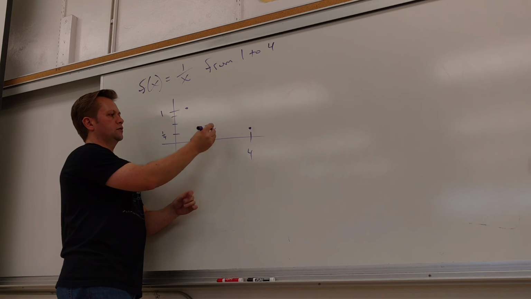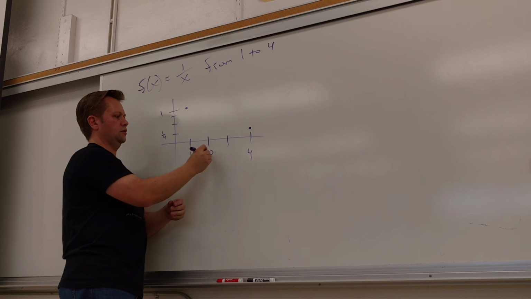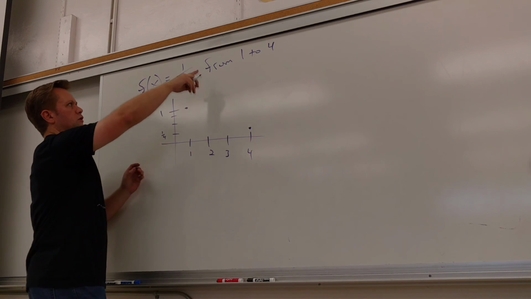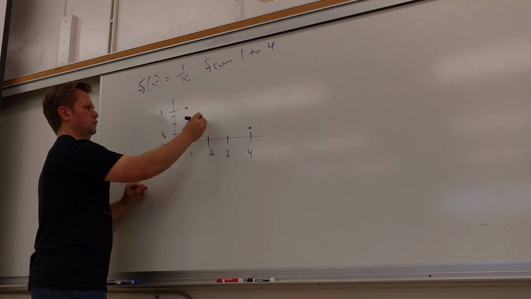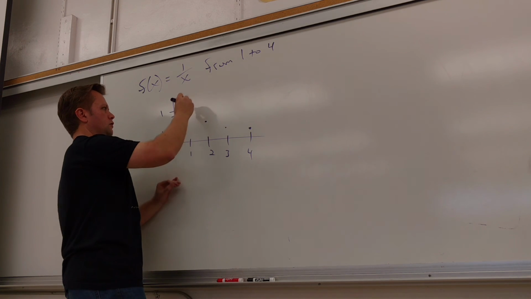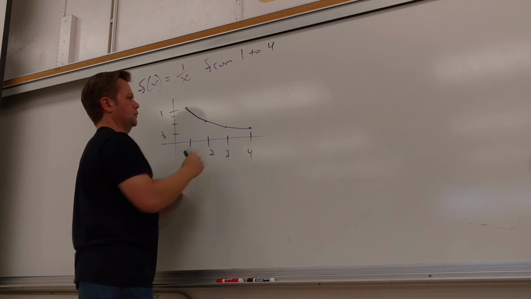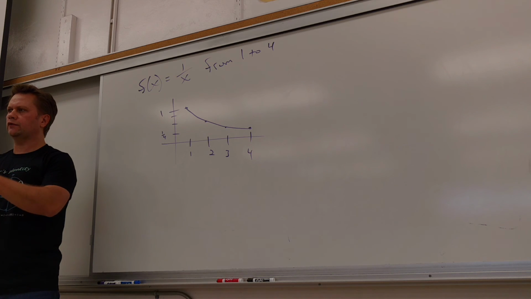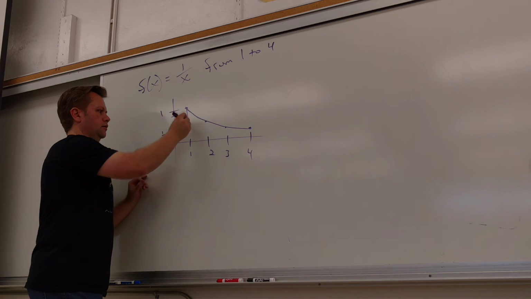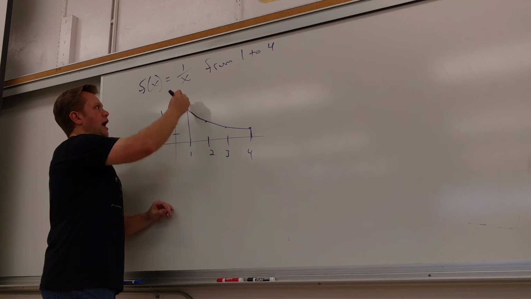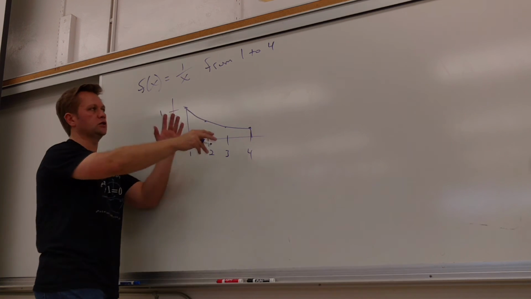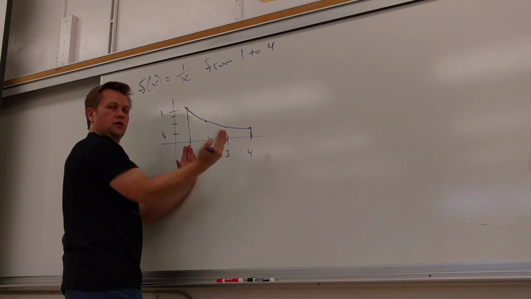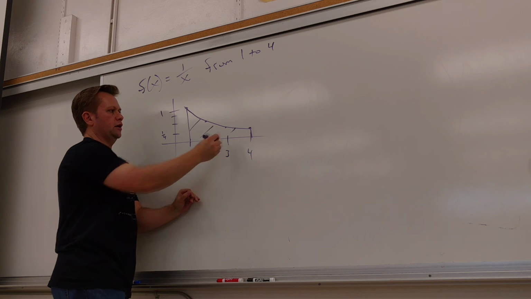And of course here we've got 2, 3. At 2, it's what? 1/2, and at 3 it's 1/3. So what I want to find is the area. Now the actual function itself goes off in both directions, but this just says the area from 1 to 4. That's what I want to find. I want to find this area, right?